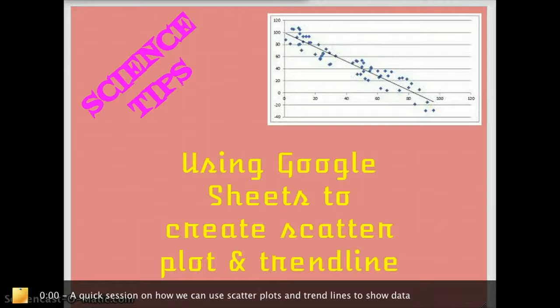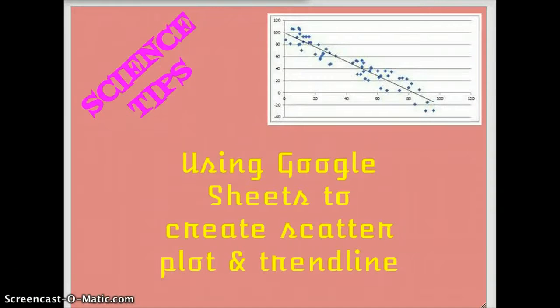Alright, it's Mr. Carson again, and today we can look at how we can do a scatter plot and trend line with the data we gathered in our last session. Now, keep in mind, it was about repeating an experiment and then forming an average and seeing what it actually looks like.